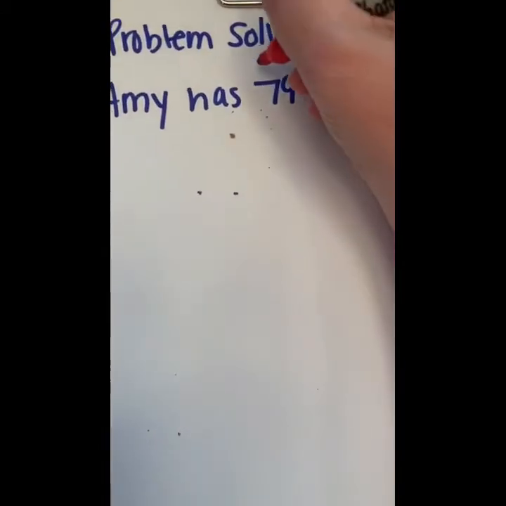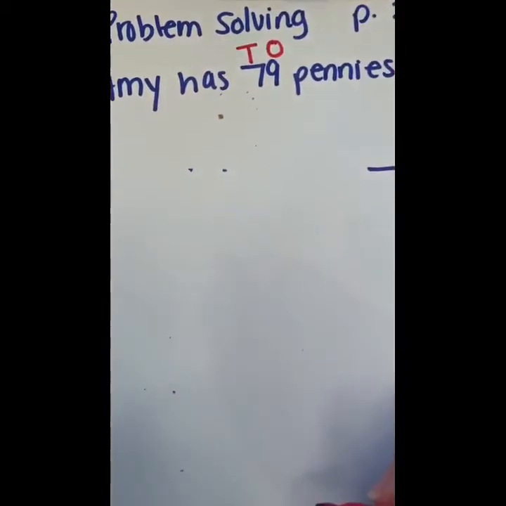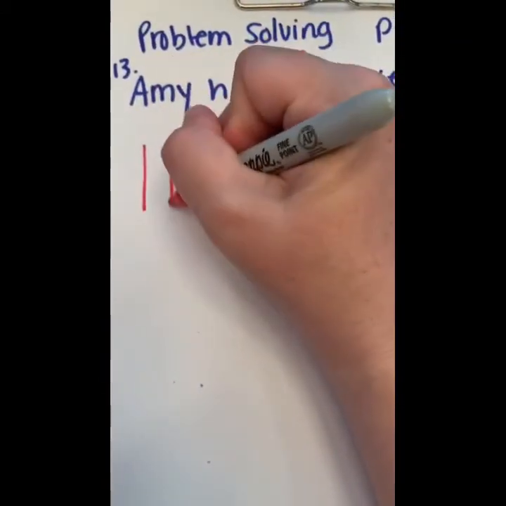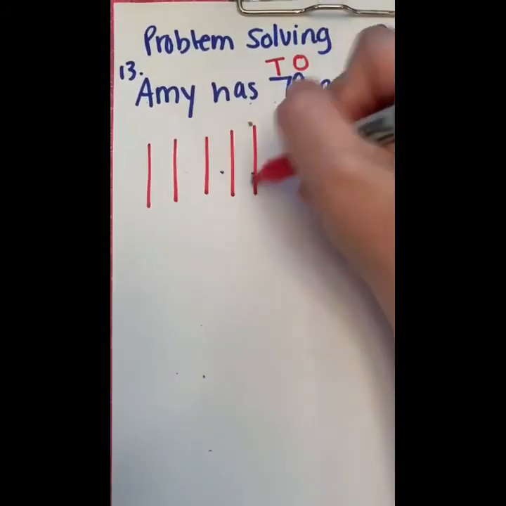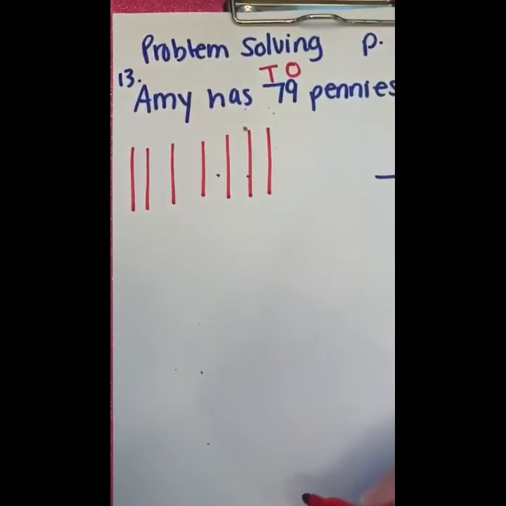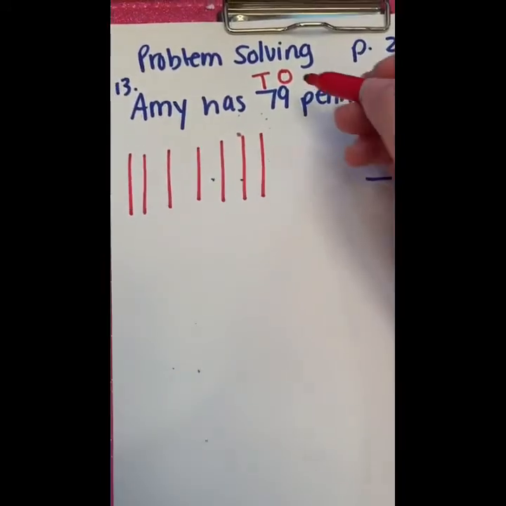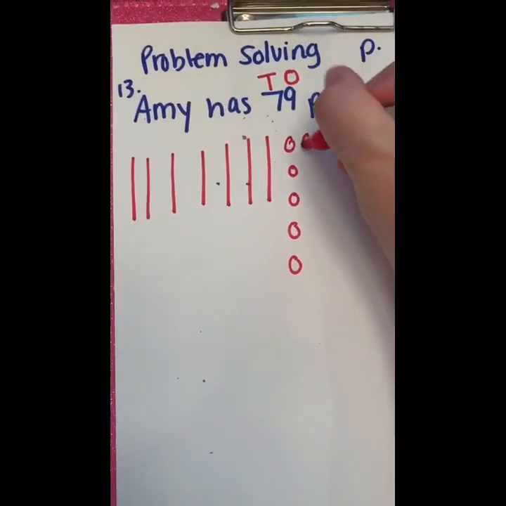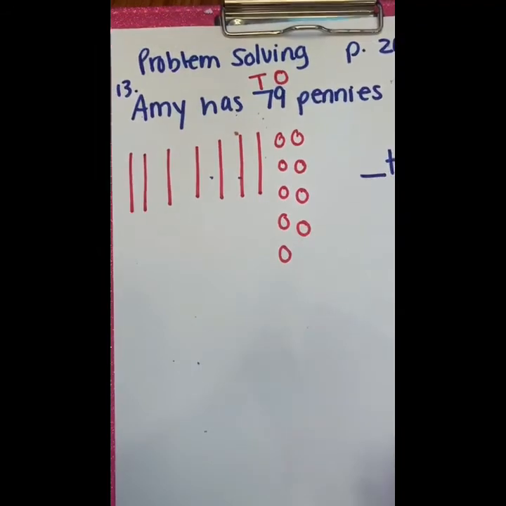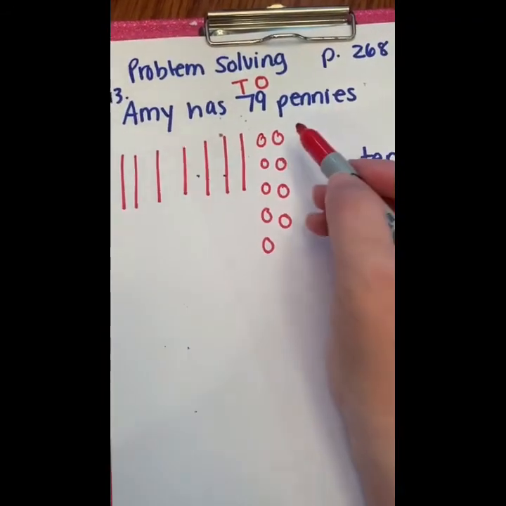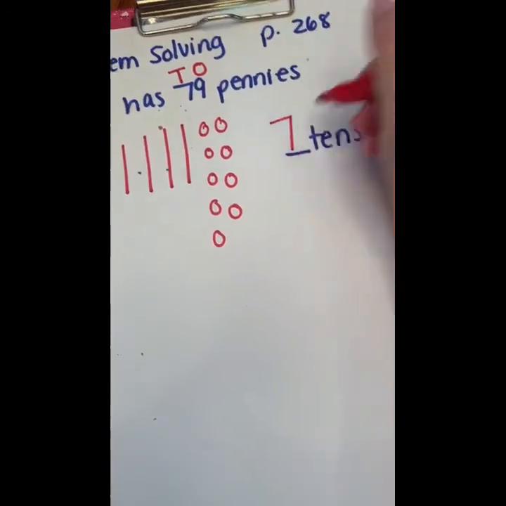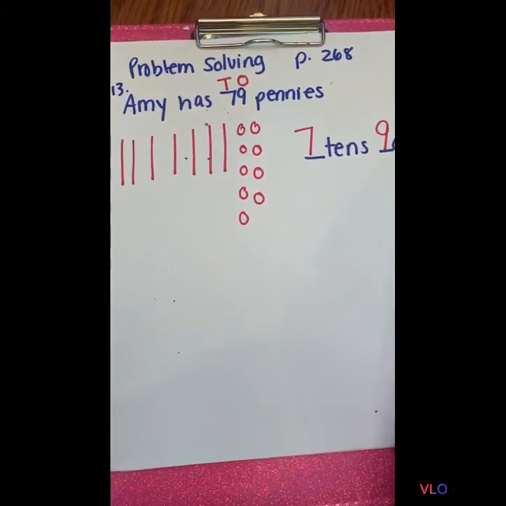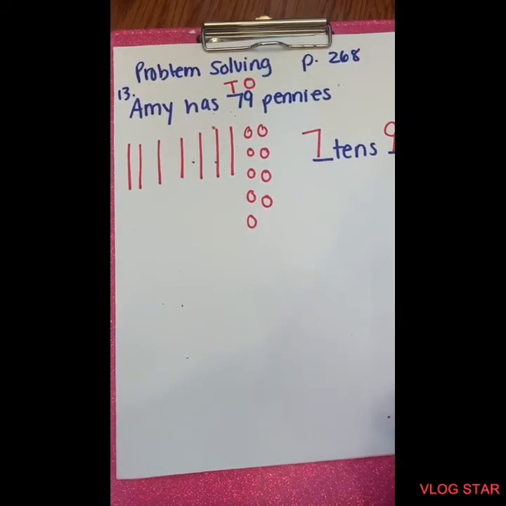So let's put the TO above 79. So now I know I need to draw how many tens? 7. 10, 20, 30, 40, 50, 60, 70. So there's 7 tens. And now I have to draw 9 ones. 1, 2, 3, 4, 5, 6, 7, 8, 9. So we have 79. And there you go. These problems that I've modeled today will help you out for pages 6.6 and 6.7.